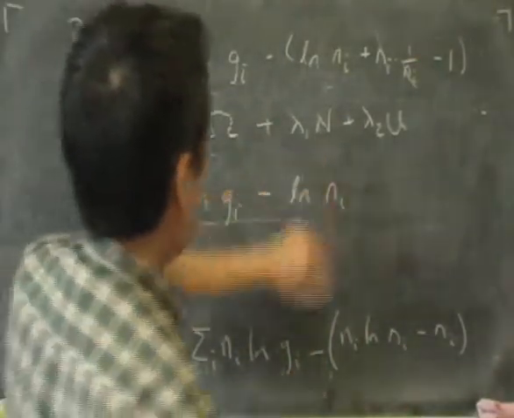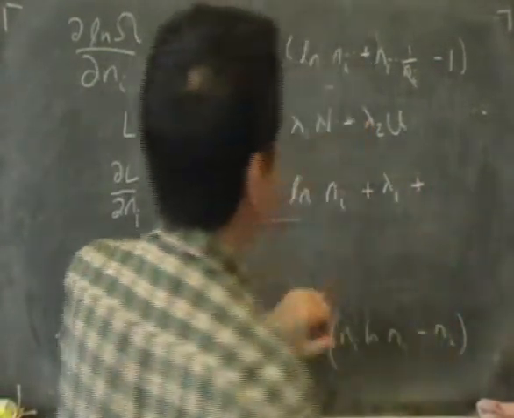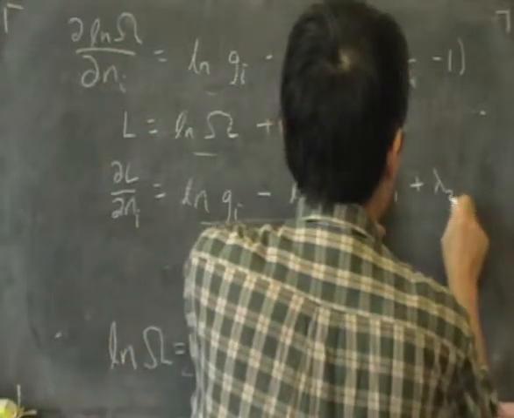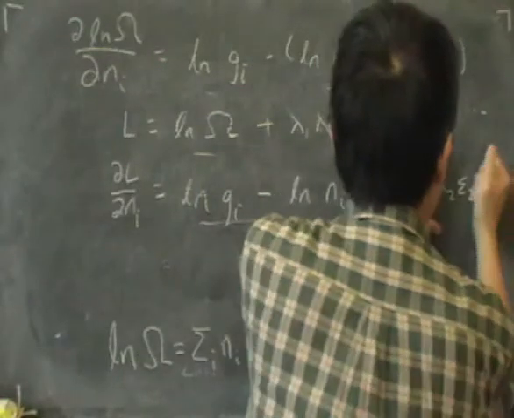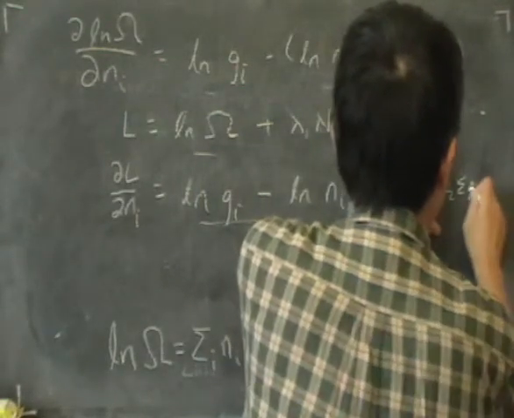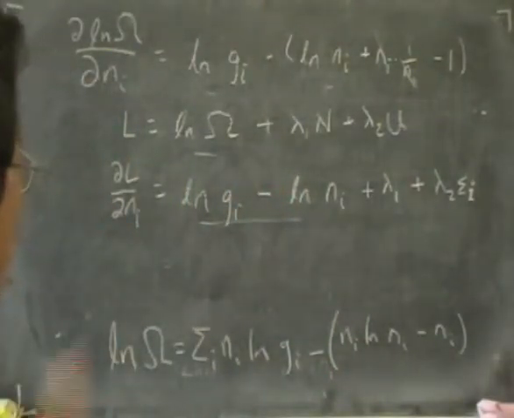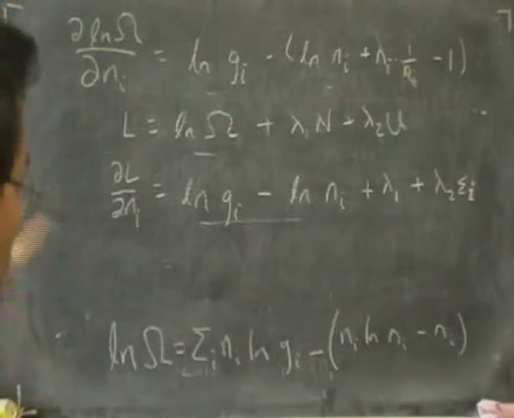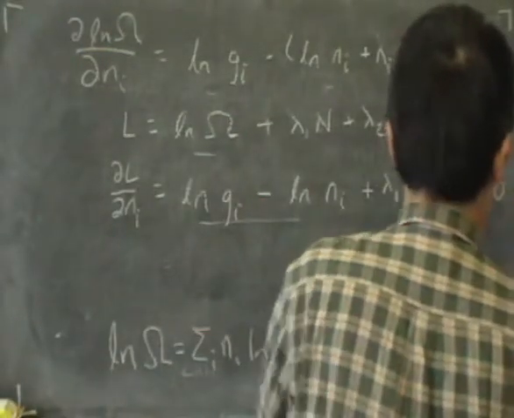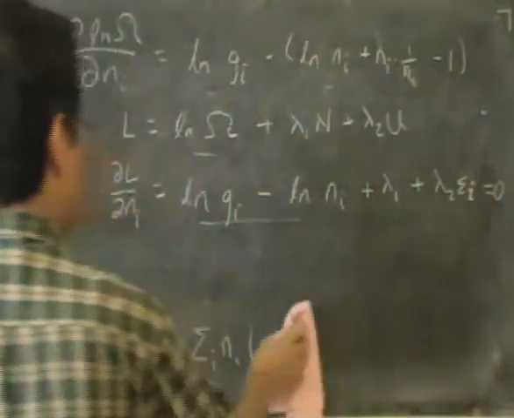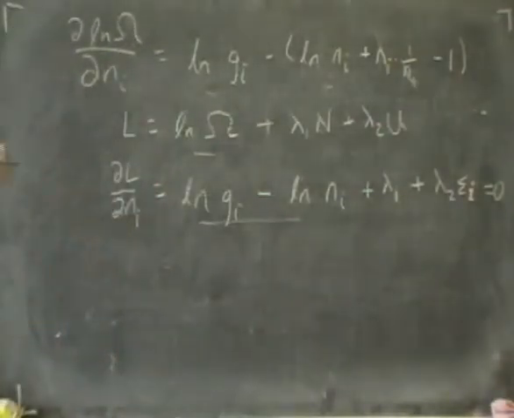And then differentiating n gives 1. Differentiating u gives epsilon i, as we have seen just now. So this is what we have. Now that we have differentiated this, to maximize it, we equate this to 0. And then we can finally solve for ni.